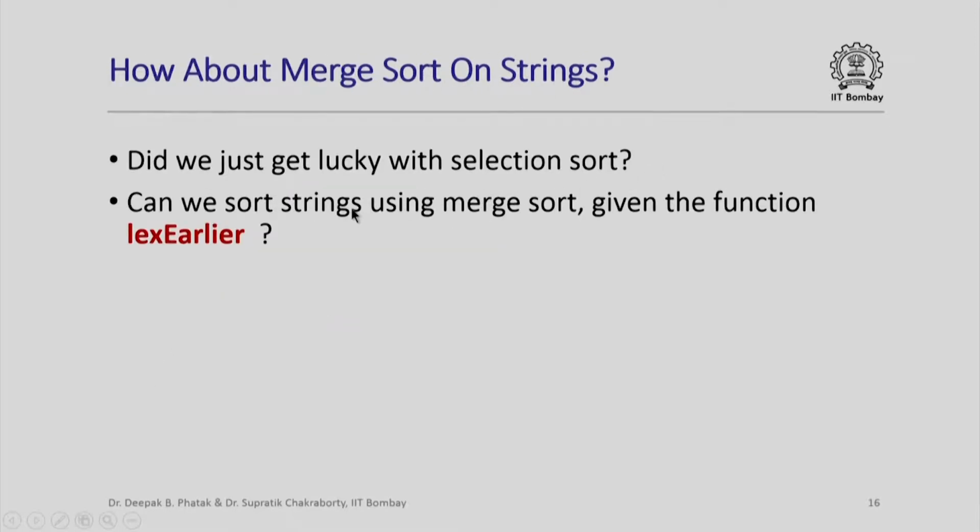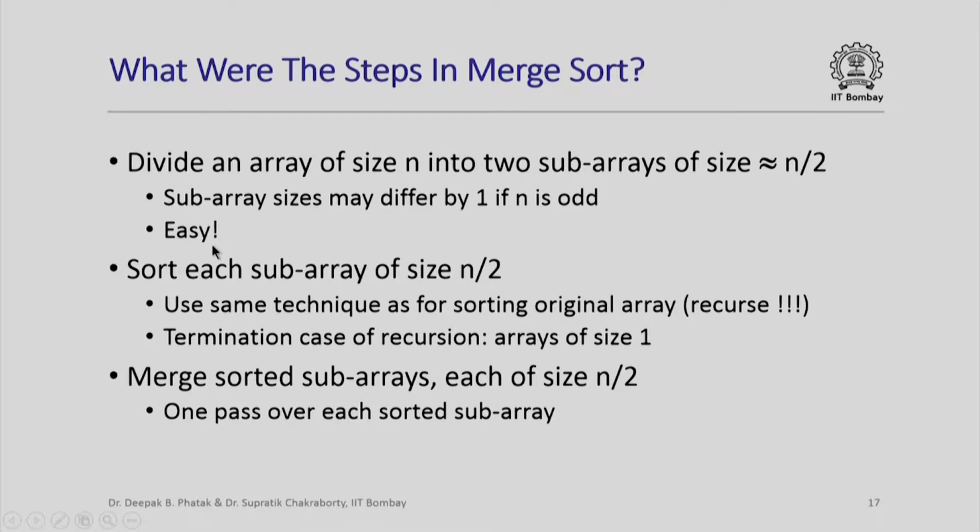Now it looks like we are able to do selection sort with strings, but did we just get lucky with selection sort? Can we sort strings using merge sort as well? If I give you this comparison function lex earlier, let us see what were the steps in merge sort. We took an array of size n and divided it into two subarrays, each of size roughly n by 2, and then we sorted each of these subarrays recursively using the same technique, and the crucial step was to merge two sorted subarrays each of size n by 2 to create one sorted array of size n.